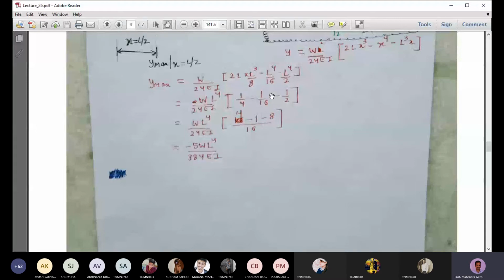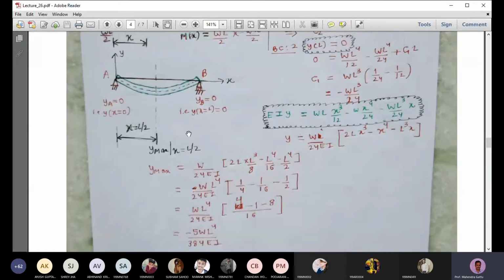So 1 by 4 minus 1 by 16 minus 1 by 2. We can multiply the first term with 4, the second term remains the same, and the third term with 8. So the common denominator will be 16, and 4 minus 1 minus 8. So minus 5 wL power 4 by 24 into 16, which is 384 EI. So that is the maximum deflection, which occurs at the center.